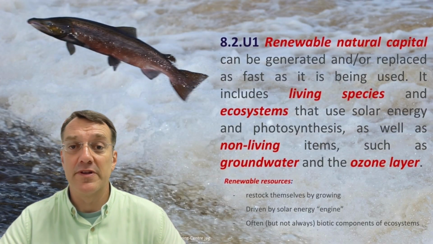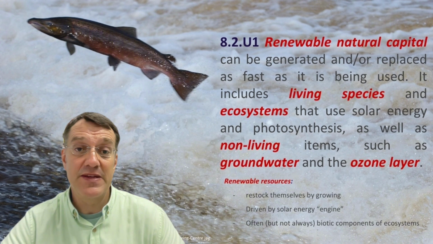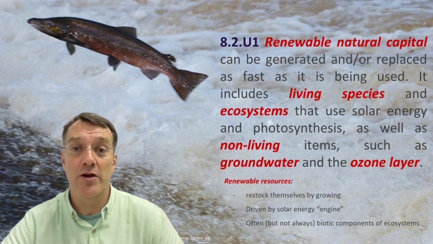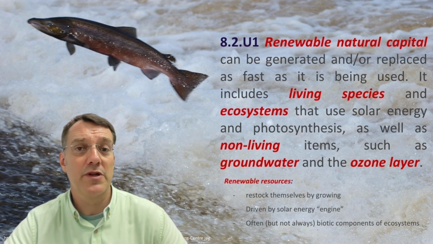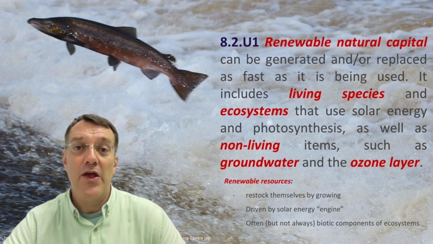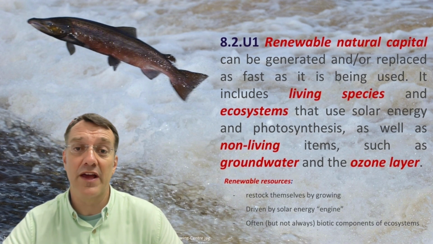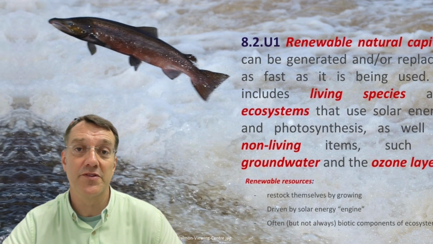Renewable natural capital includes resources that can be replaced quickly. This includes living species and entire ecosystems that harness solar energy through photosynthesis. Examples include forests, fish populations, and agricultural crops. It also includes non-living components like groundwater and the ozone layer. These renewable resources naturally restock themselves through growth and are often, but not always, the biotic components of ecosystems.